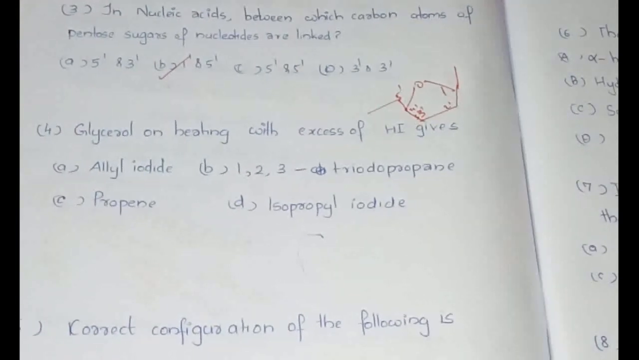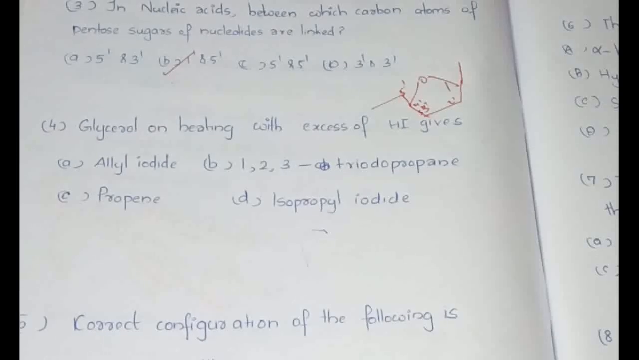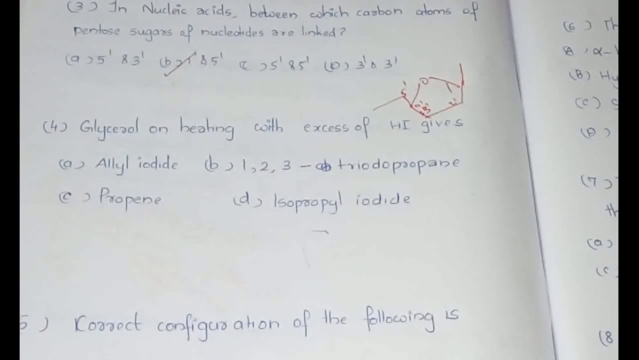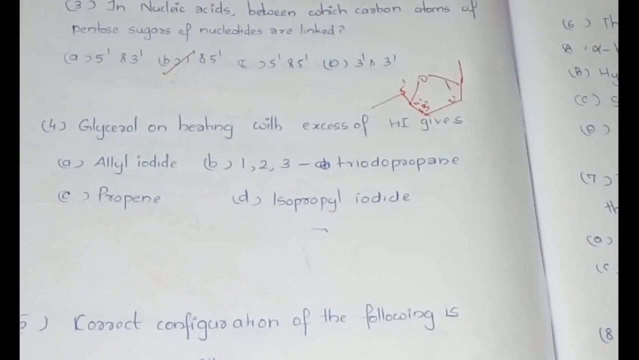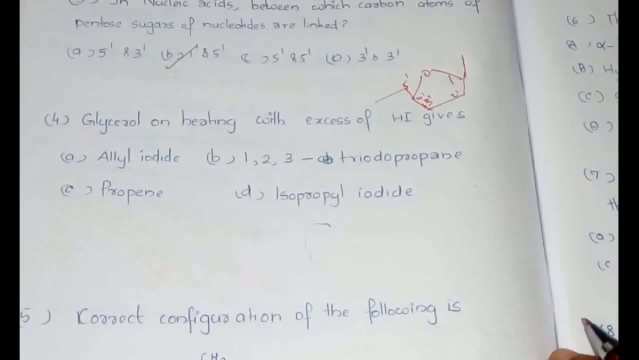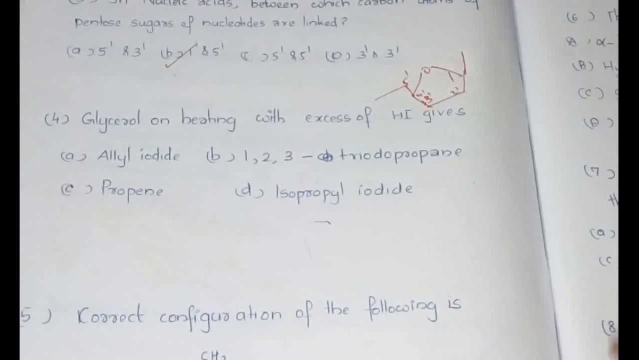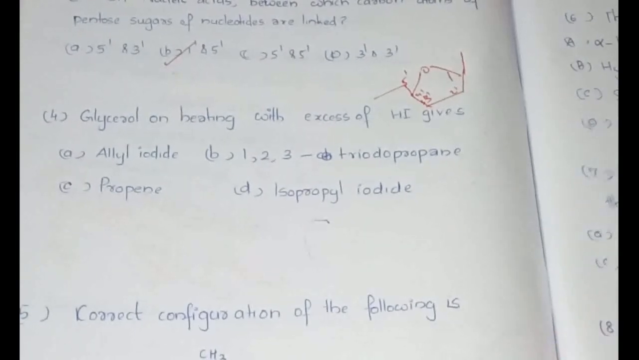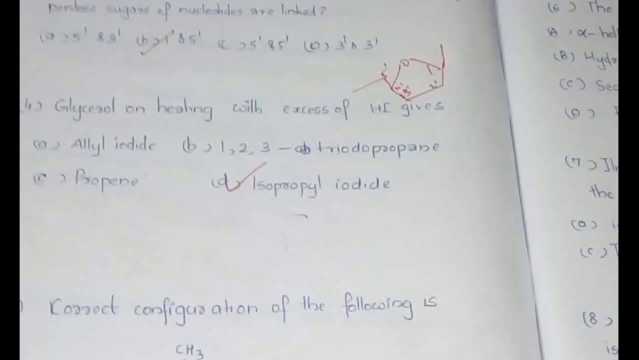Now to the fourth question. The fourth question is a very confusing question, to be honest, because glycerol on heating with excess of HI gives. This question was asked in IIT JEE also. So in the IIT JEE exam, the answer that they took as the real answer was isopropyl iodide, because what is the confusion here?